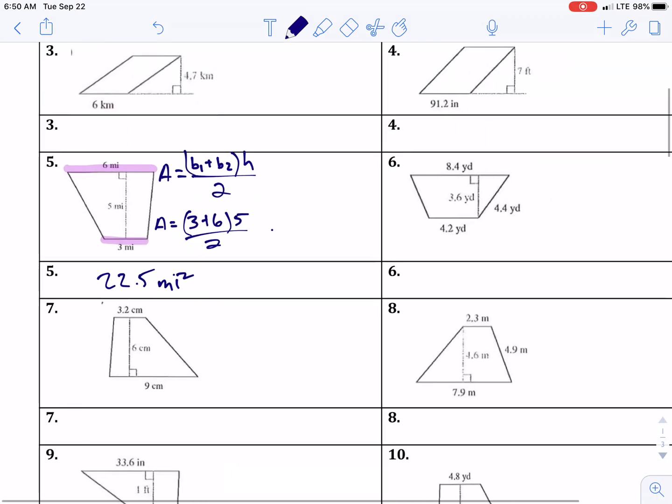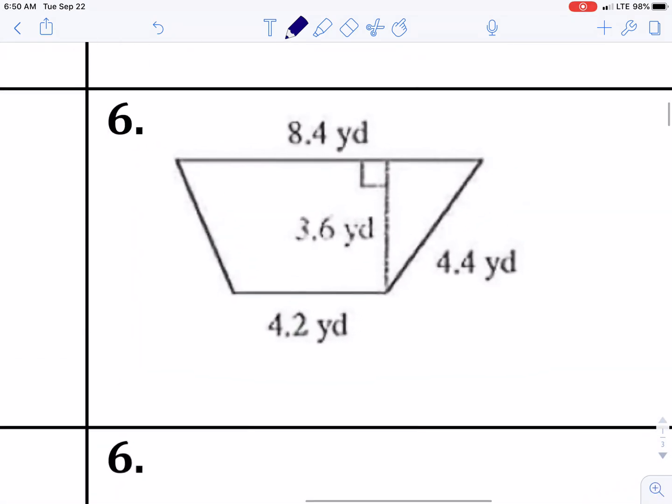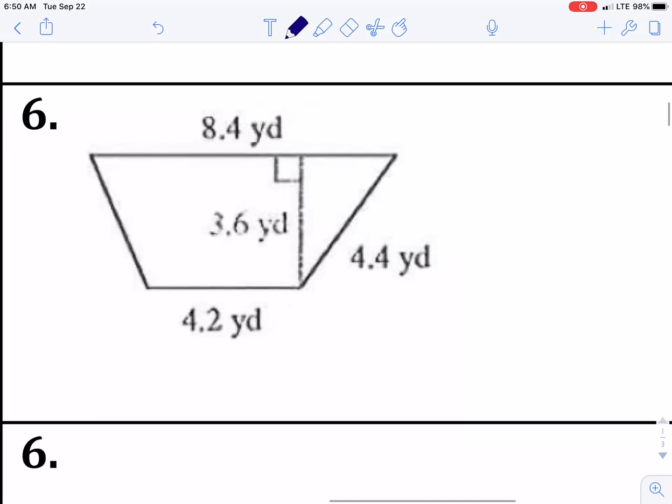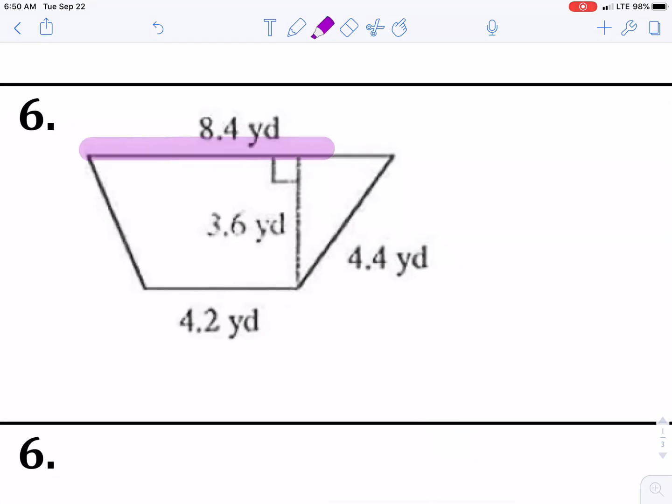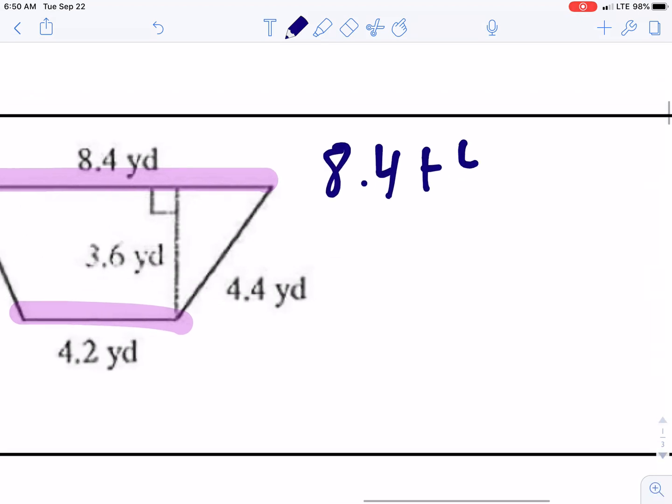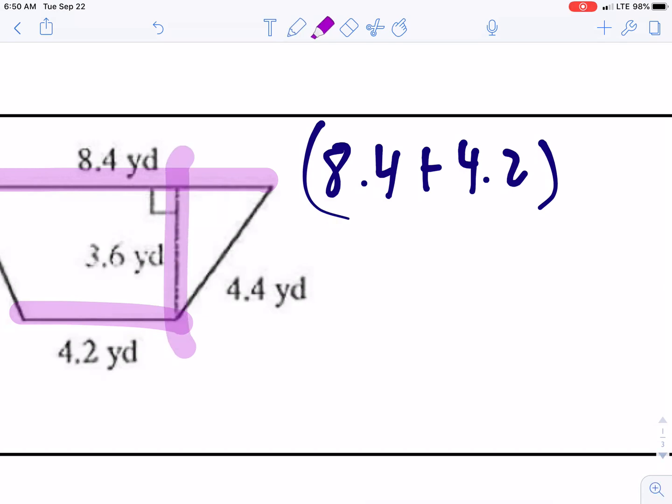So all these other ones are, like number 6, what we're doing is we're just giving you too much information, right? We need the bases. So base 1 plus base 2 times the height, all right? Look for that 90 degrees. 3.6 all divided by 2.